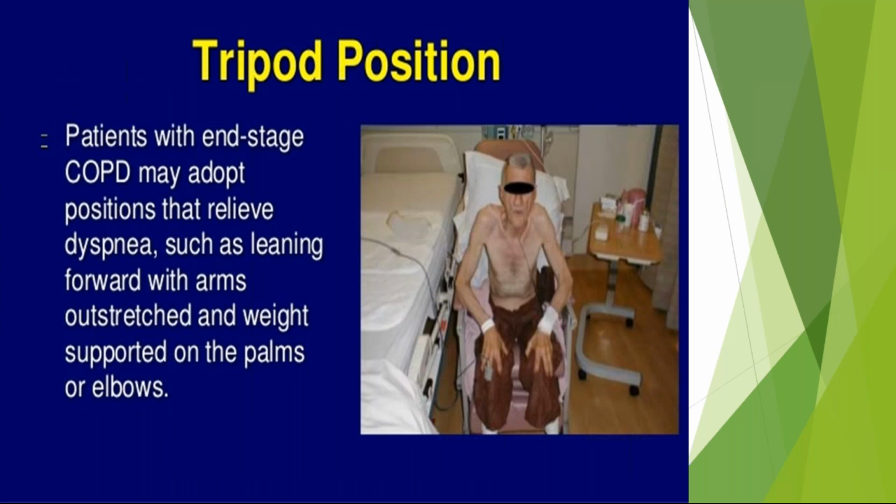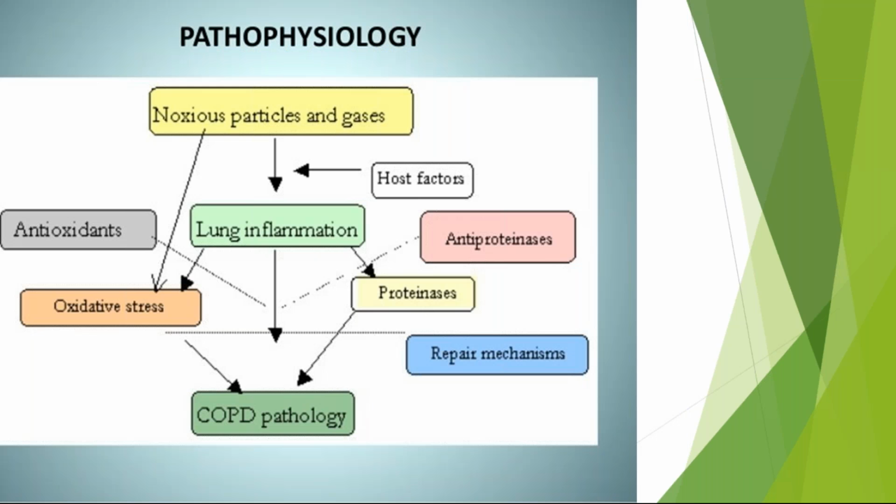This is the tripod position, which we commonly see in our bedside clinics in patients with COPD, where the patients adopt this position, which includes leaning forward with arms outstretched and weight supported on palms or elbows. This is the tripod position.